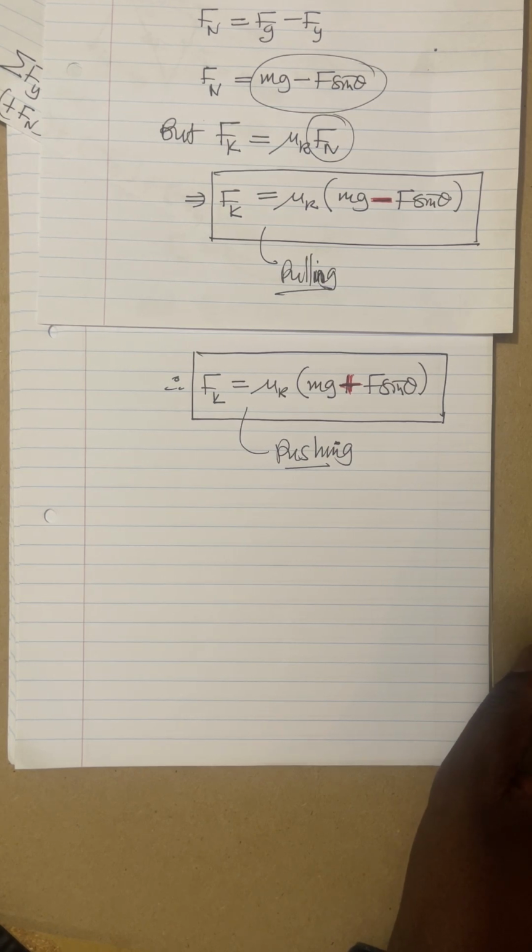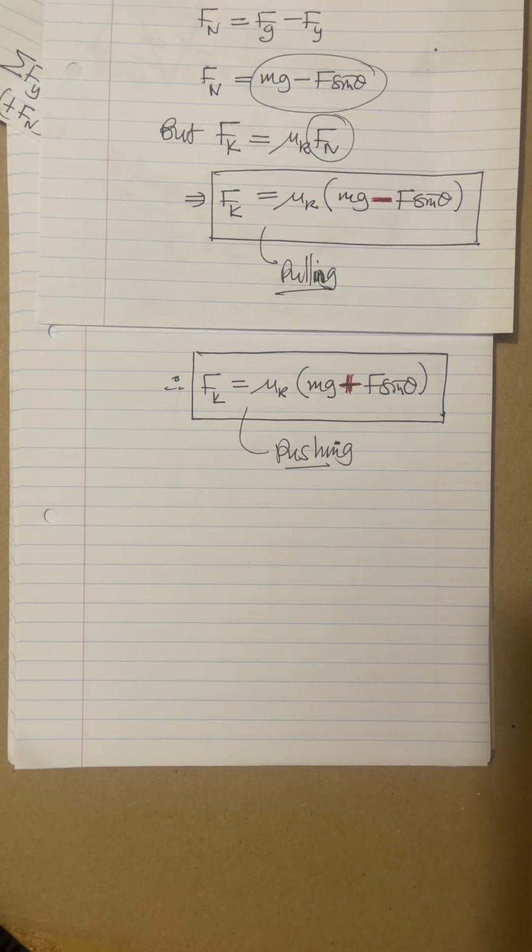But yeah, so the value of Fk when you're pushing an object is actually greater than Fk when you're pulling it. Right, I'm going to stop here in this video. In the next video, we're going to look at applications and we'll look at the towing system, and we'll also look at the inclined plane, the lift, and many other applications of Newton's second law.